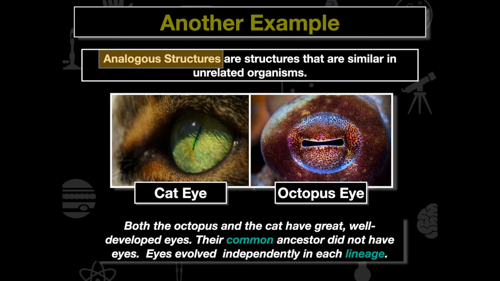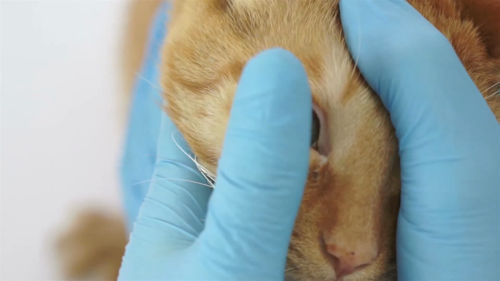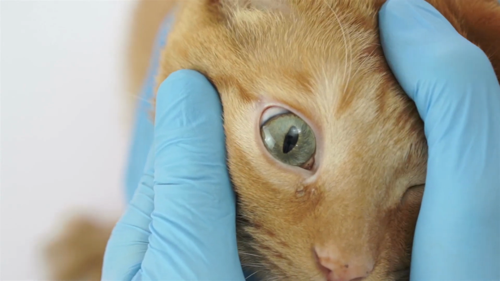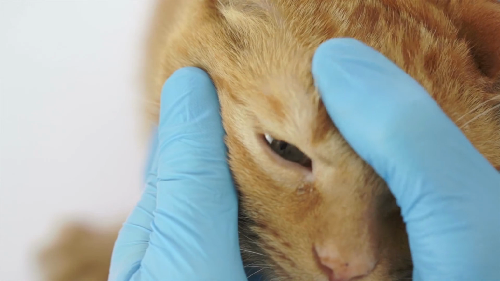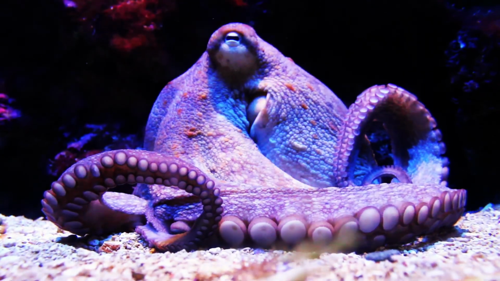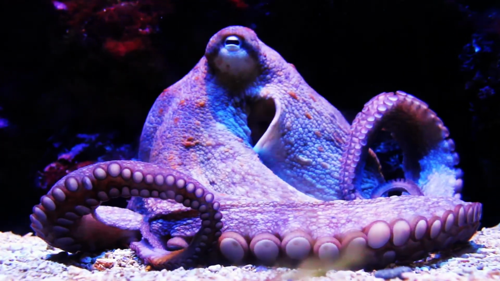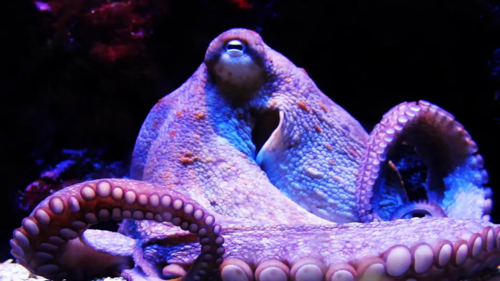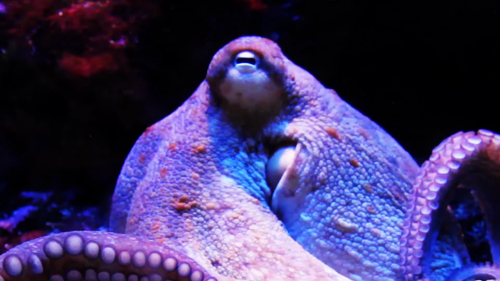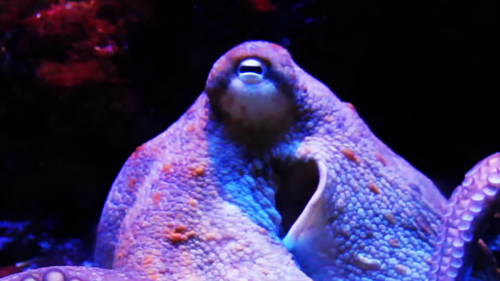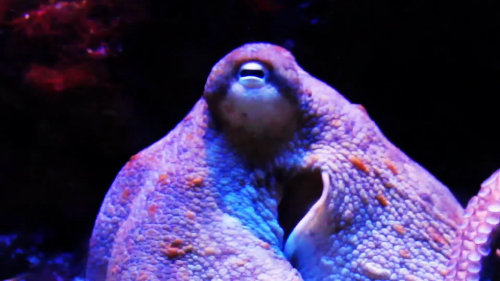Now, their common ancestor did not have eyes, and the eyes evolved independently of each lineage here. So cat eyes evolved independently, and the octopus eyes evolved independently. And the thing that we have to understand here is it doesn't mean that they share the common ancestor here. It means that the development of these eyes allowed them to be more productive in the environment that they're evolving for, and be more fit. And as a result, they evolve independently. Same thing with the wings.